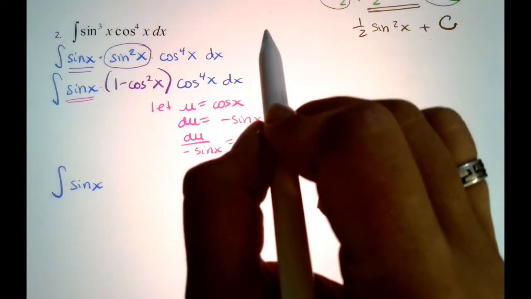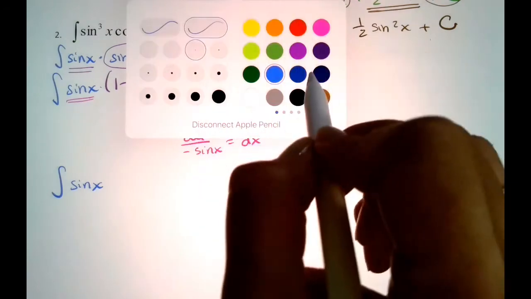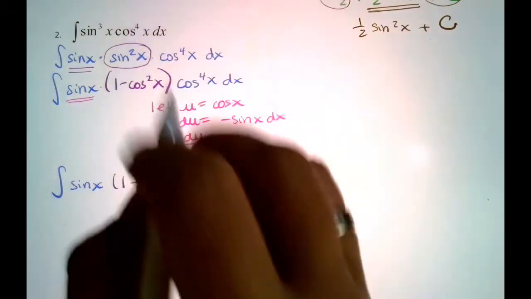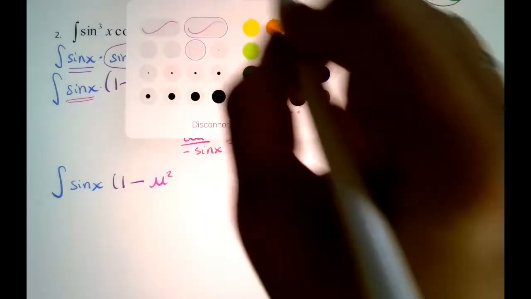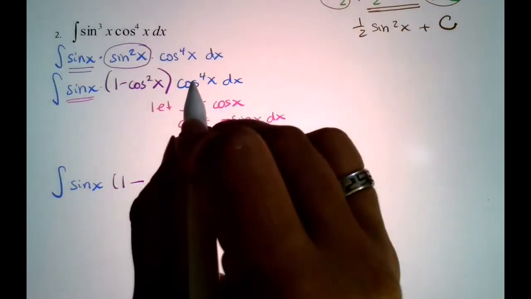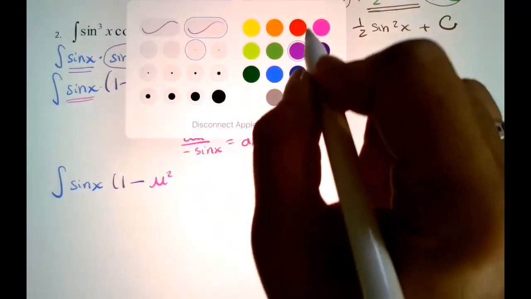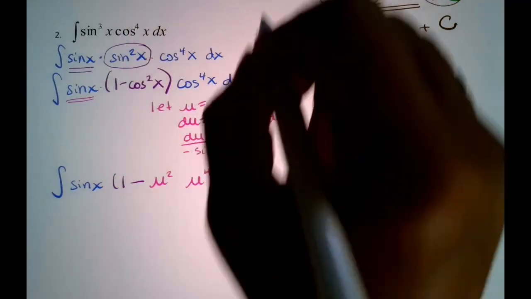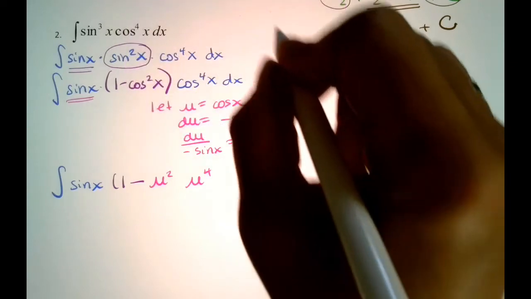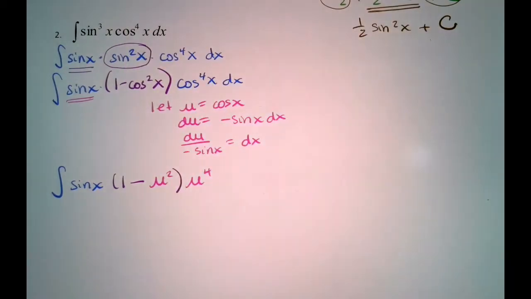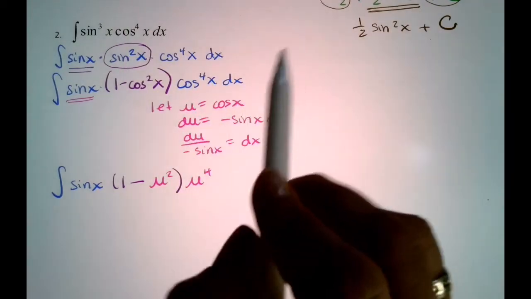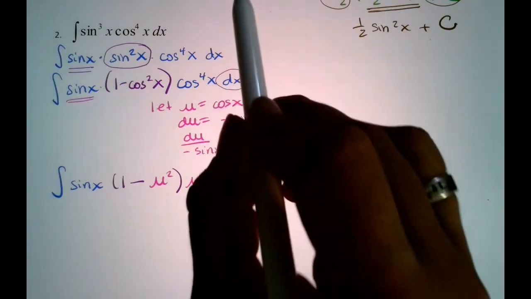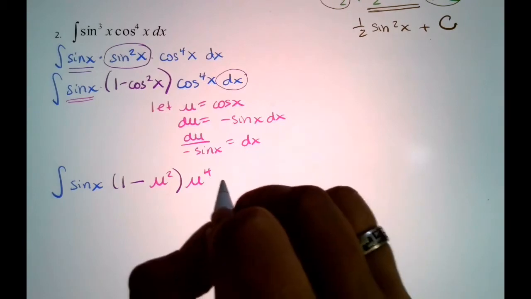So let's be clear about what's happening. What I have is 1 minus, and now I have cosine squared. So I'm going to say u squared. And then over here I have cosine to the 4th, so remember, u is cosine, so that's going to be u to the 4th. Okay. Now, in place of that dx over here on the side, remember what I'm doing, I'm replacing it with du over negative sine.